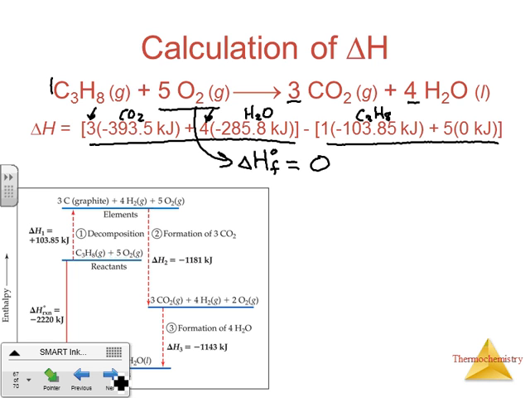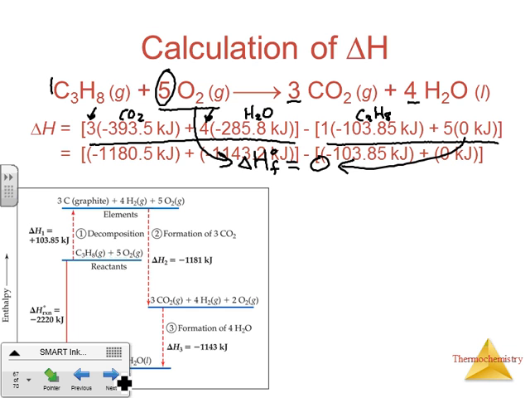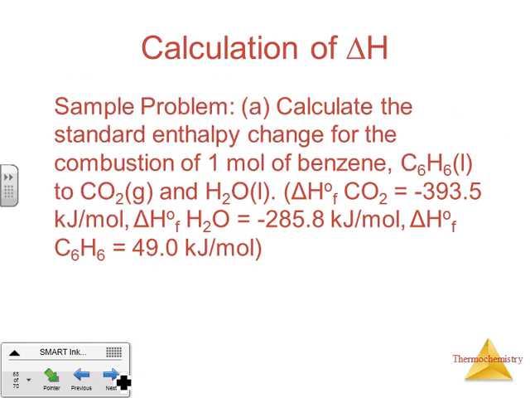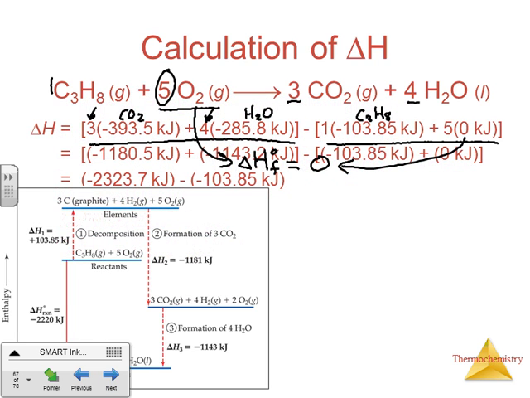And then, again, 0 is the heat of formation for the oxygen. We multiply that times 5, but 5 times 0 is just 0. So that's how we calculate that, and that's going to give us the correct answer. So the correct answer ends up being right here: negative 2,220 kilojoules.